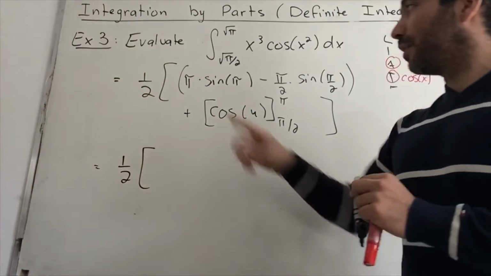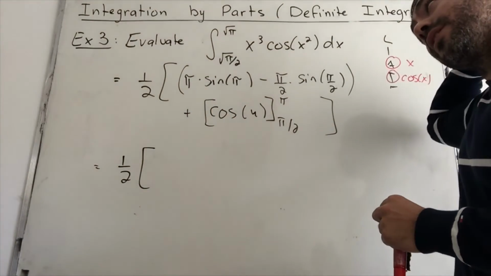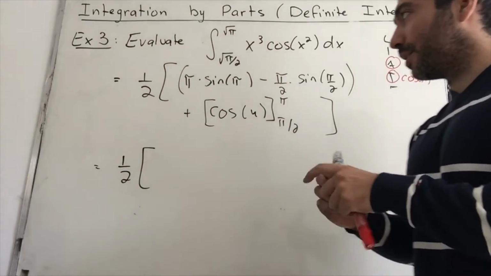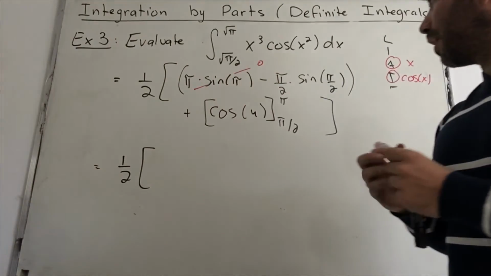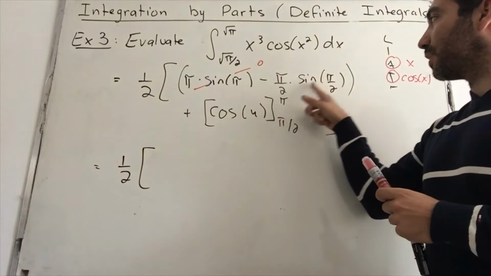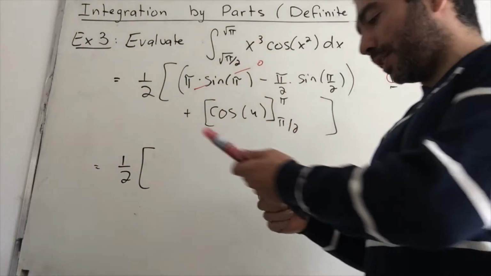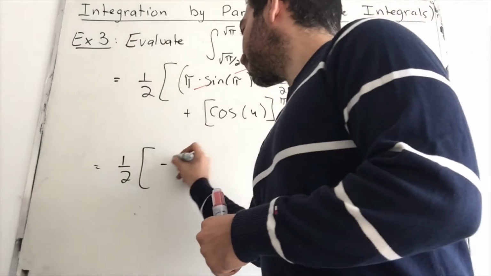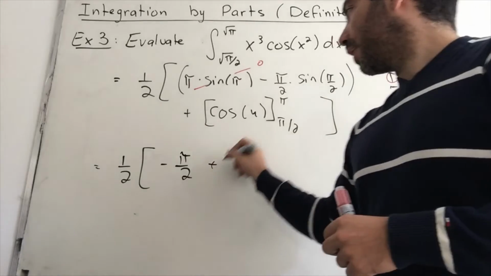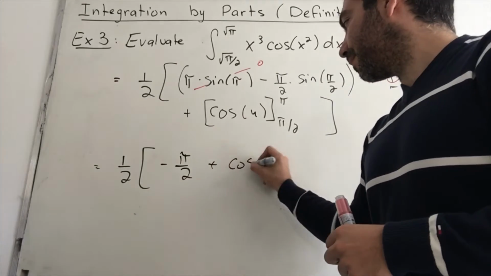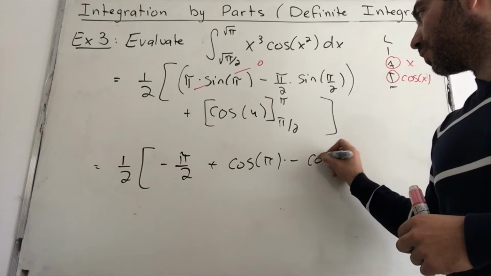First big square bracket. This piece here we have sine of pi. Sine of pi, remember your unit circle, is simply just 0. So this piece here is cancelled. And then we have pi over 2 times sine of pi over 2. Sine of pi over 2 is 1. So we get just negative pi over 2. Okay. Plus, and here we have cos of pi, the upper bound minus the lower bound, minus cos of pi over 2.